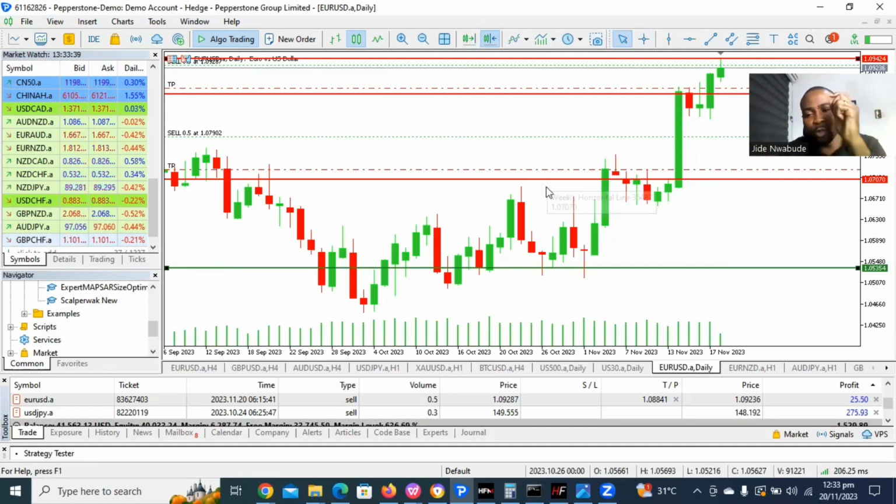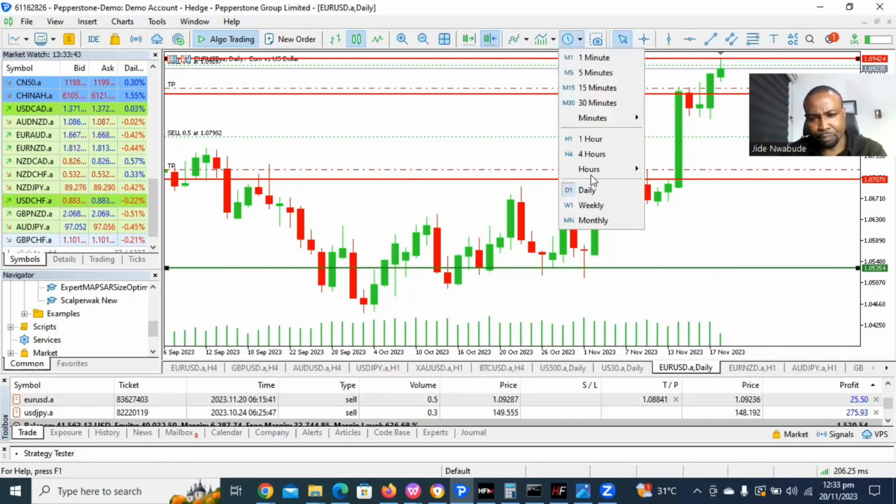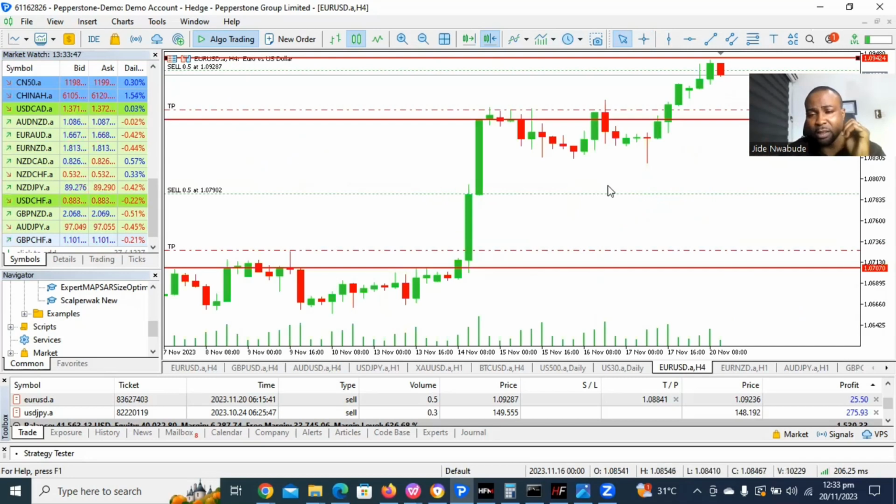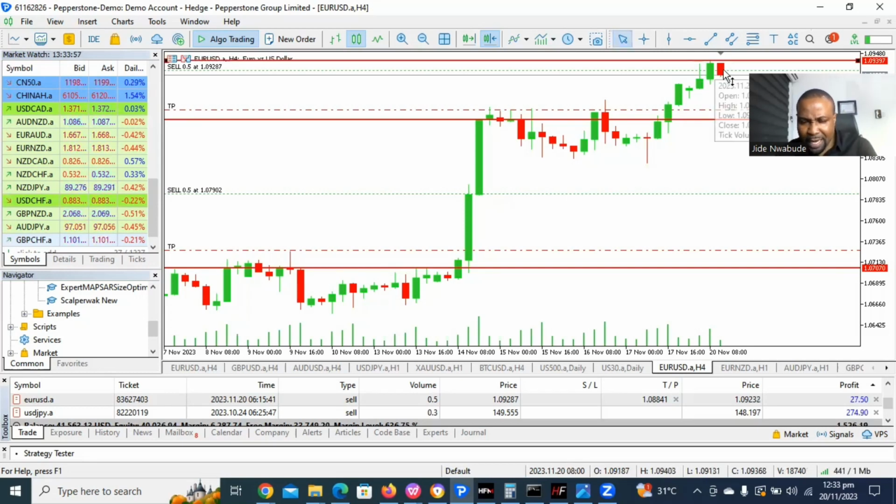So let's go again to a lower time frame. We're still on daily time frame. Let's go to 4 hours. Remember, this is just price action. Looking at it now, on 4 hours, as soon as it hit this zone, price did what? It started retracing, and then you can see our first retracement candle.